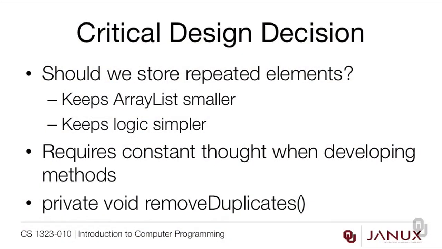To make this easier, I'm going to create a method called private void removeDuplicates. Its job is going to be to check through a set and make sure there are no duplicate elements. If we call that at the end of other methods, assuming it's running correctly, then we know that we won't have any duplicate elements. Now notice this is a private method.